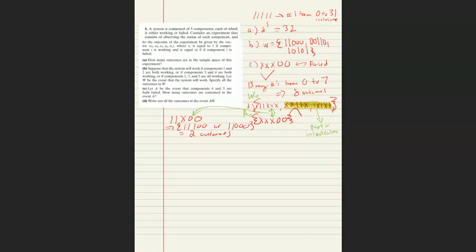For part C, let A be the event that components 4 and 5 both failed. So you can think of it as 4 and 5 have the number 0, and then the first 3 digits are the x's. Again, it's the binary numbers from 0 to 7, so we have 8 outcomes. Or you could use a permutation for 2 cubed equals 8. And that's the number of outcomes for part C. And then for part D, we write the outcomes in the event AW.